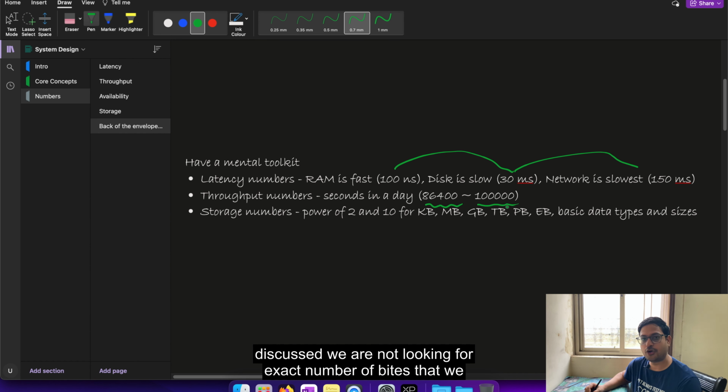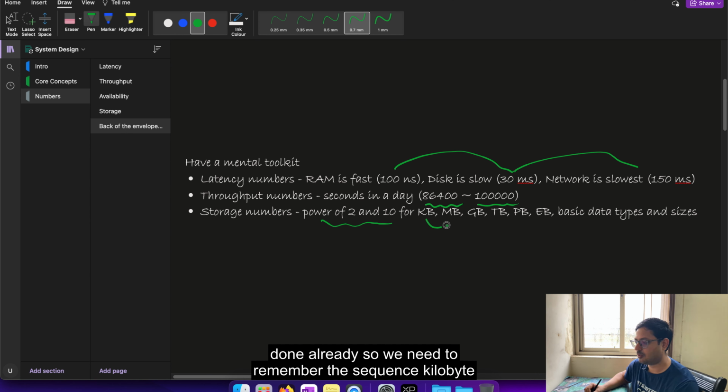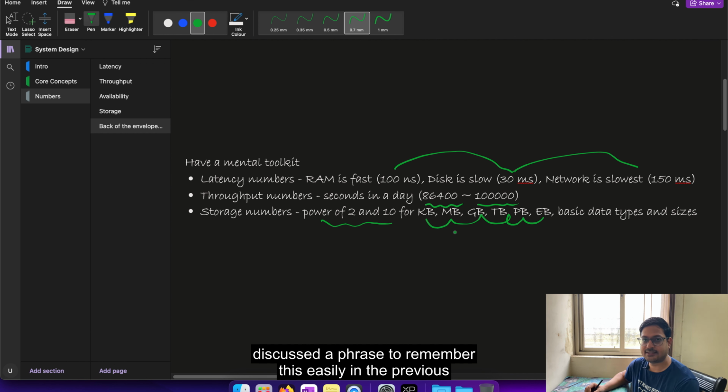And like we discussed, we are not looking for the exact number of bytes that we need, but for an overall or approximate estimation for the size of the design. And the next thing to remember is storage numbers with the power of 2 and 10. We have already discussed this in a very detailed manner in the previous video, so definitely check it out if you haven't done so already. So we need to remember the sequence kilobyte, megabyte, gigabyte, terabyte, petabyte, exabyte. And I've already discussed a phrase to remember this easily in the previous video.